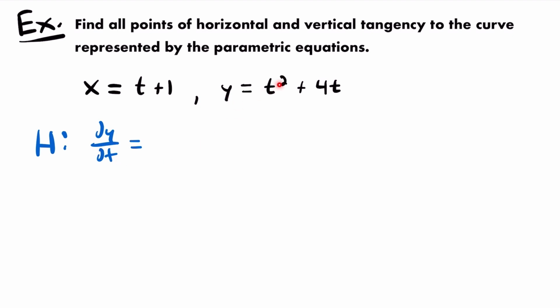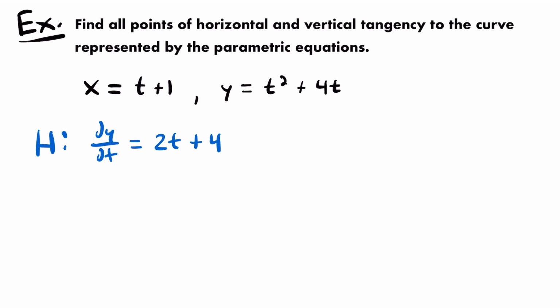In this case, we have t squared plus 4t. If we take the derivative of t squared, we'll multiply the exponent down, subtract 1 from the exponent, and we'll have 2t. And then the derivative of 4t will be equal to 4, because the derivative of t to the first power is just equal to the coefficient. So we'll have 2t plus 4.